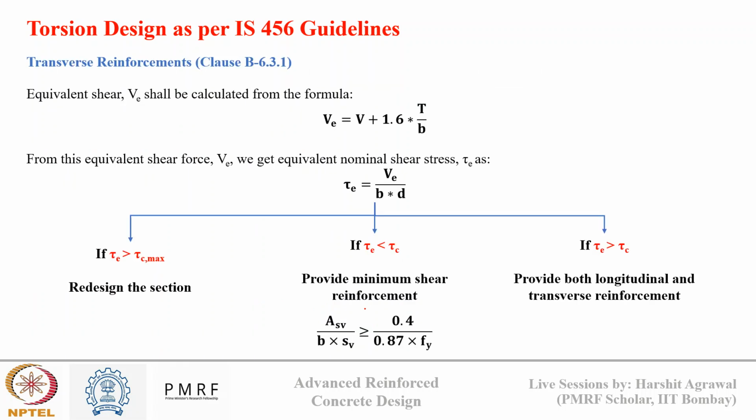We saw how transverse reinforcement design is modified to take into account the additional shear generated by torsion, and we saw how we design the area of stirrups and the spacing of stirrups in these cases.